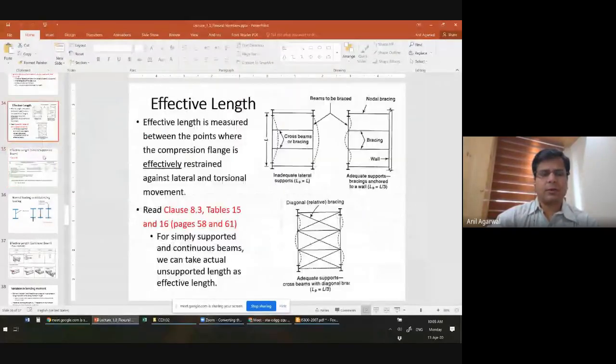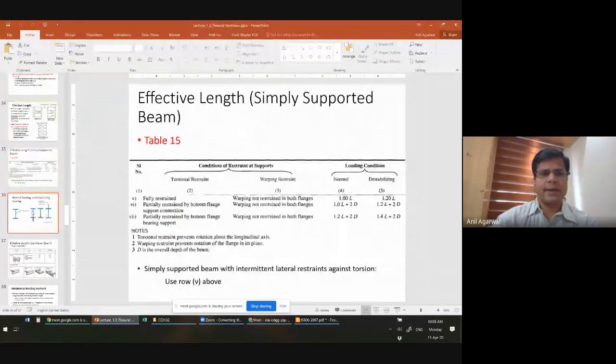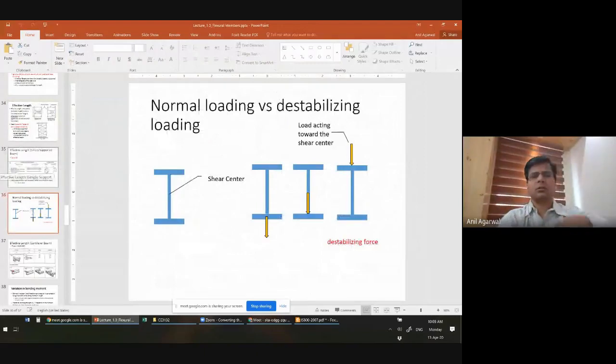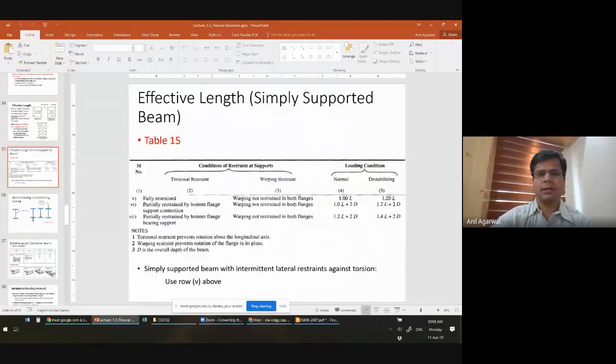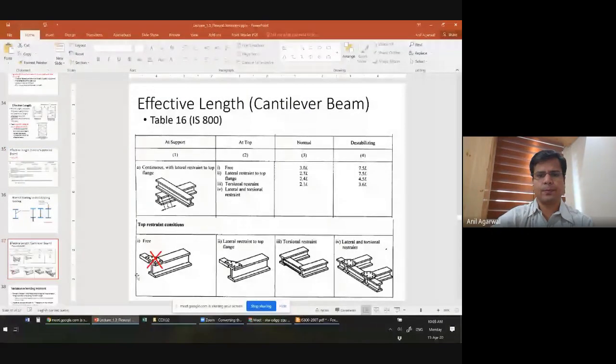So in the previous class, we were talking about concepts of effective length for lateral torsional buckling in beams, right? The one table we had discussed was table number 15 in IS 800. This table is basically for simply supported beams. Likewise, there is another table, table number 16, which is for cantilever beams.